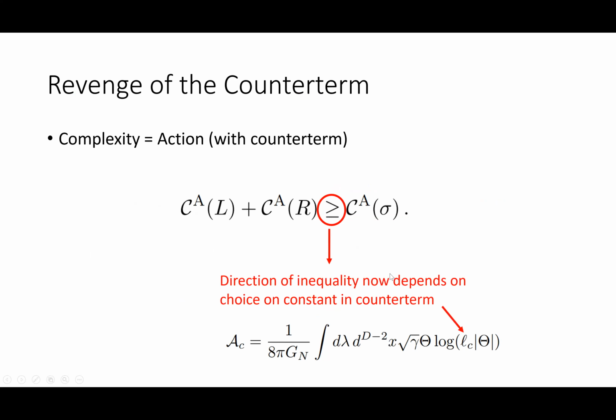And if you want the inequality to point in the same direction as the volume one, so that the two proposals are consistent with each other, what does it imply about the choice of lc? All that ends up mattering, at least for our calculation, is the ratio of lc to the AdS radius. So if you choose, for example, that it's just equal to the AdS radius, then it has the same direction as the volume.